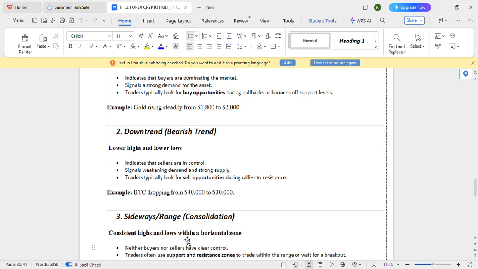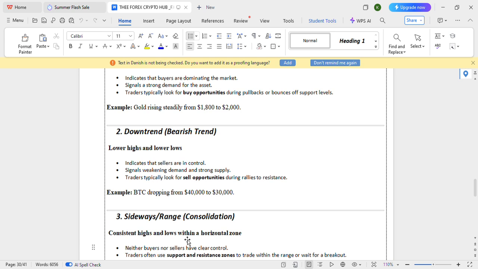The second one is what we call a downtrend. A downtrend shows that sellers are now in control of the market, or sellers have more money than buyers in the market. It gives a sell signal. And in a downtrend, we look for more selling opportunities.